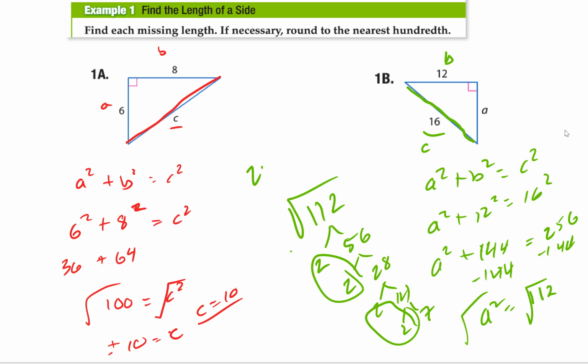Remember, when they both come out, they're going to be multiplied. So I get 4 rad 7. So that's what A is. A is 4 rad 7. All right, so don't forget, we can't leave it at 112. We want to simplify that. Simplify that and it gets 4 rad 7.